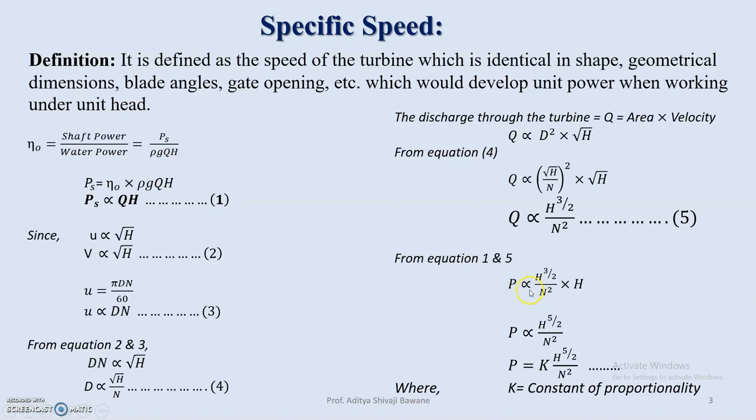What we get, P is directly proportional to h raised to 3 by 2 divided by n square, that is for Q, and this h will remain as it is. So I can say 3 by 2 plus 1 by 1, so 3 plus 2 is 5, 5 by 2. So P is directly proportional to h raised to 5 by 2 divided by n square. So I am removing the proportionality sign and taking k as the constant of proportionality. So P is equal to k into h raised to 5 by 2 divided by n square. Consider this as equation number 6.